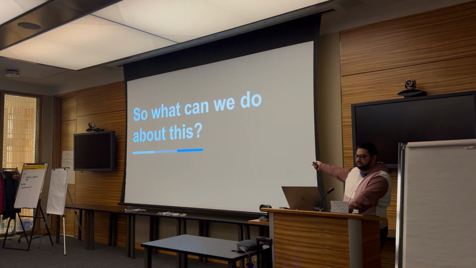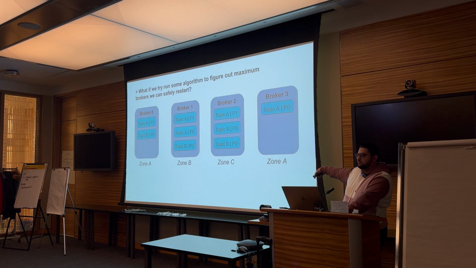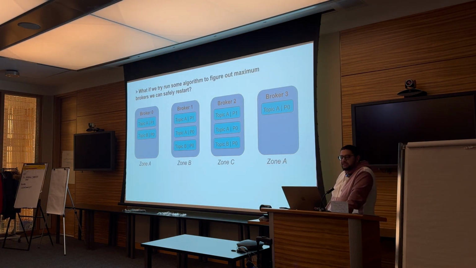So what can we do about this? Well, one approach would be, what if we try to run some fancy algorithm to figure out the maximum brokers we can safely restart? And we can do that, but that's pretty complicated. And what that still doesn't protect us from is any kind of partition movements and things happening. It's very unclear what's going to happen. I might have a scenario where 20% of my brokers are restarting or 30% of them are restarting. It's very unpredictable. I don't know what might happen. And if I'm writing an algorithm to do that, there's probably going to be a bug and an incident waiting to happen. So that's an option, but not the best one in my opinion.